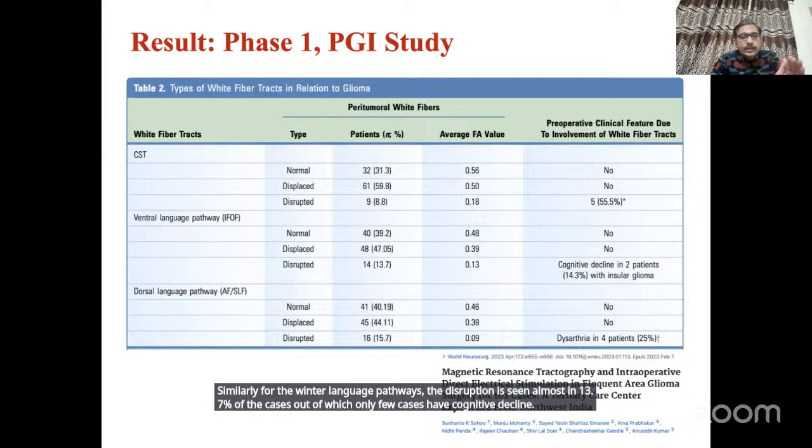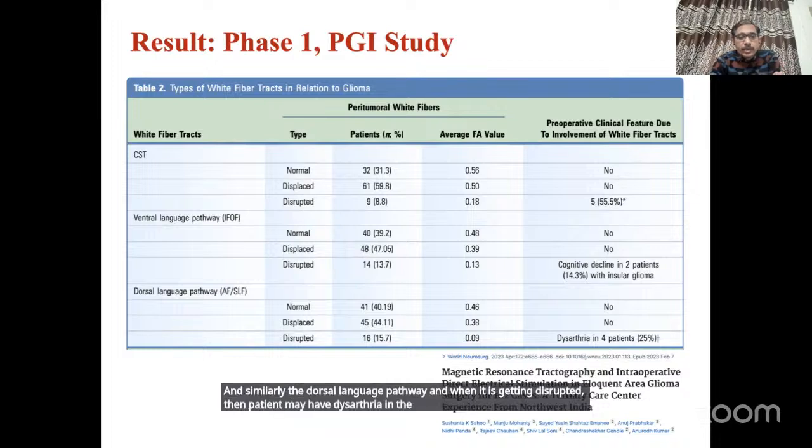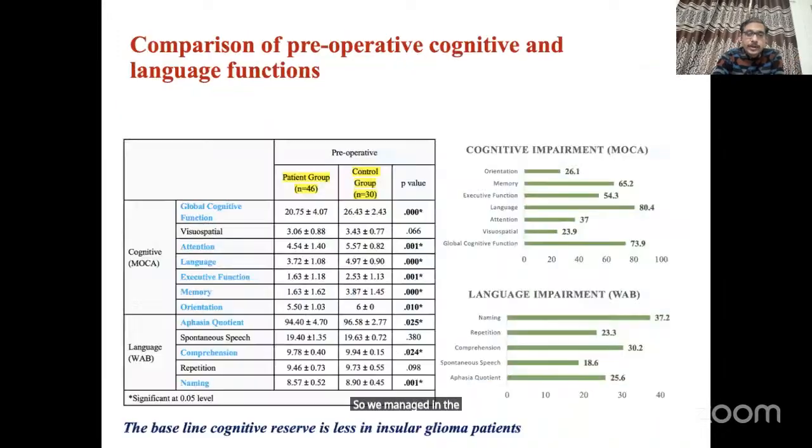And similarly, when the dorsal language pathway is disrupted, the patient may have dysarthria in the preoperative period itself. So it is extremely important to understand the patient as a whole, the functional aspect as a whole, in the preoperative period, so that these patients can be prepared properly before surgery and can be explained the prognosis, and subsequently the rehabilitation methods can also be planned in the preoperative period.